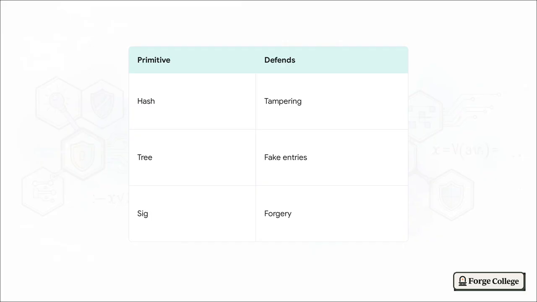Now, look at this engineering spec sheet. The crucial point here is how we map these primitives to actual real-world threats. Your cryptographic hash defends against tampering, sure, but you have to actively make decisions on your algorithm and your input encoding.